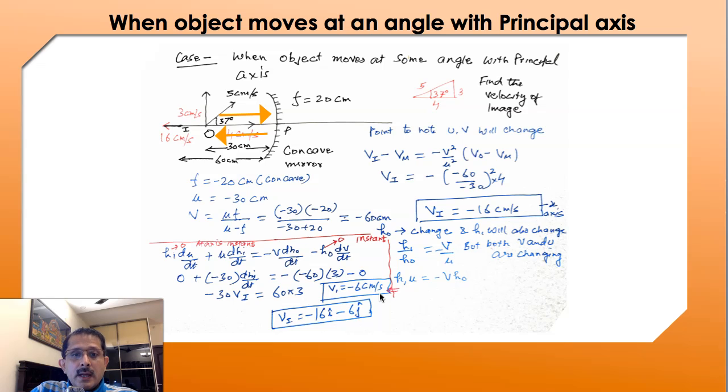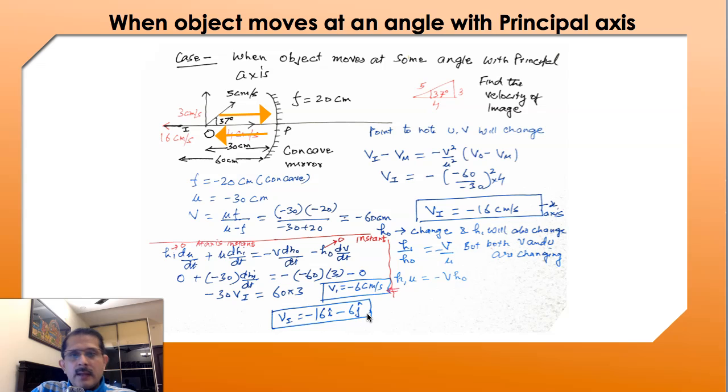Now this is vi in the vertical direction. This was in the horizontal direction. So if we have to sum it together, to find the velocity of the image, we have to club horizontal and vertical. This is the I-axis, this is the J-axis. So I can say minus 16I minus 6J.